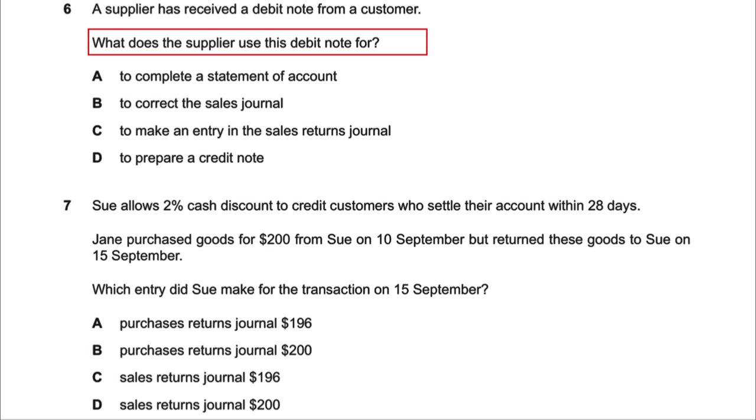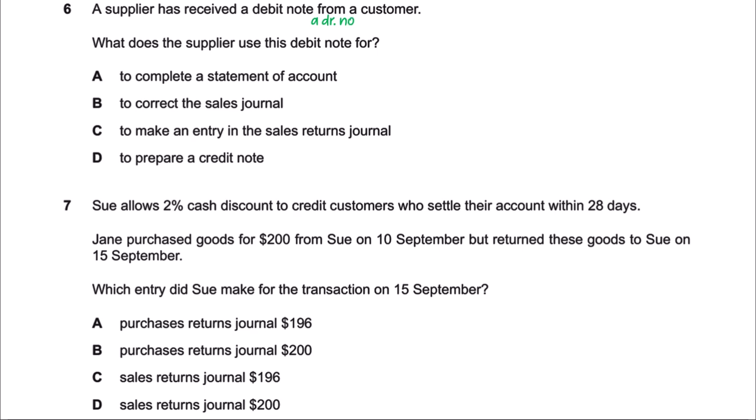If we assume we are the supplier, then the debit note sent to us by our customer means that the amount they had to pay us has now been reduced for some reason. Let's explain in a bit more detail.